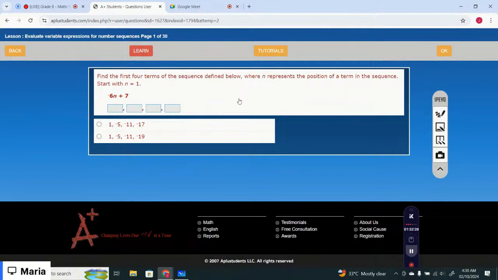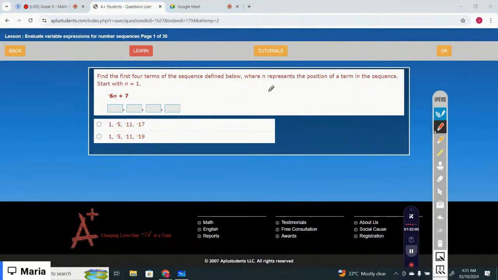Find the first four terms in the sequence defined below, where n represents the position of a term in the sequence. Start with n equals 1. You are given the equation negative 6n plus 7. Start with n equals 1. Negative 6 times 1 plus 7. Negative 6 times 1 is negative 6, and 7 minus 6 is 1.